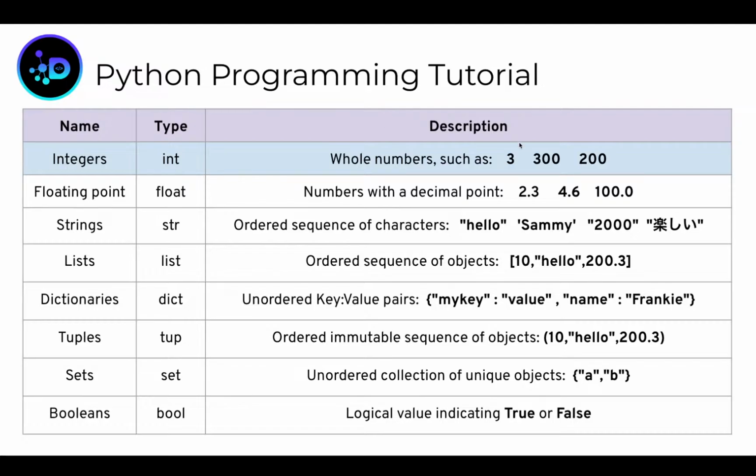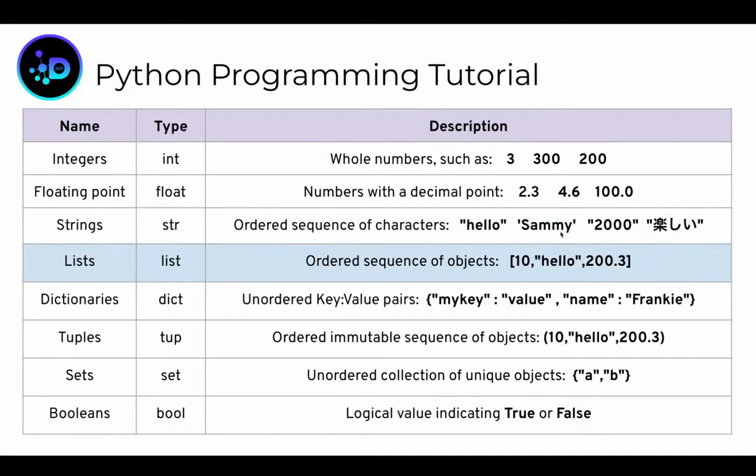So the next one that we also have is strings, right? Strings are just ordered sequences of characters. For example, we can have hello, we can have Sami, we can have 2000, and we can have this Chinese language that we have right here, all right? But basically, what you need to know is all of these strings are always represented in double quotes or single quotes, right? And once we go ahead and do this basic example using our Python code, you are going to see all of this. All right, so next, after strings, we also have lists, right?